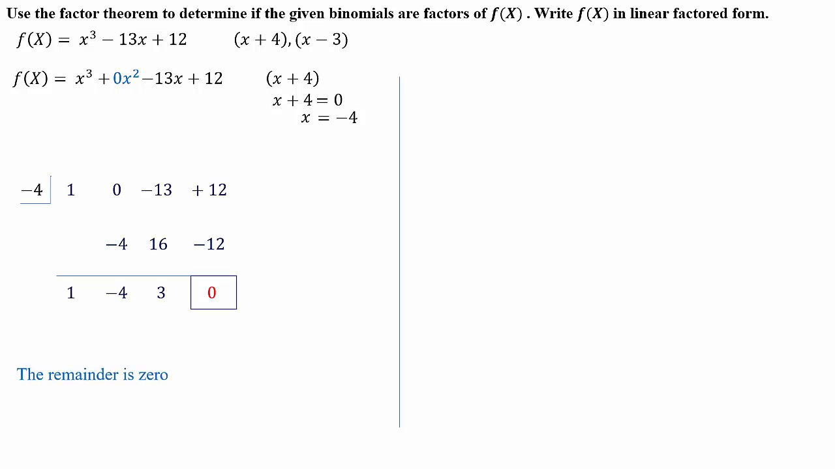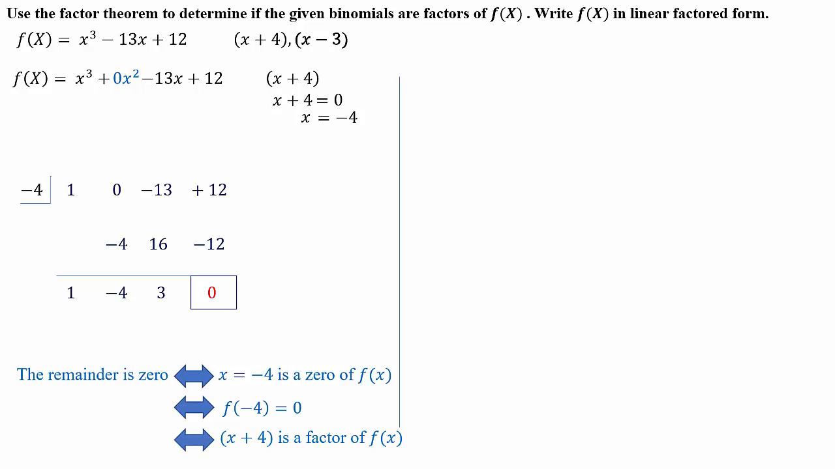So as you can see, the remainder is 0, which means x equals negative 4 is a 0 of f of x. In other words, f of negative 4 equals to 0. We can also say x plus 4 is a factor of f of x. Now keep in mind, if one of the statements is true, then all the 4 statements are also true.